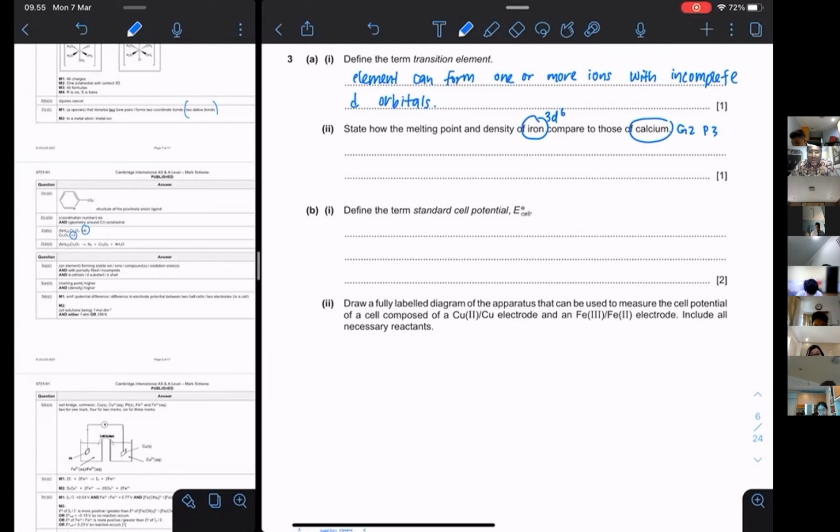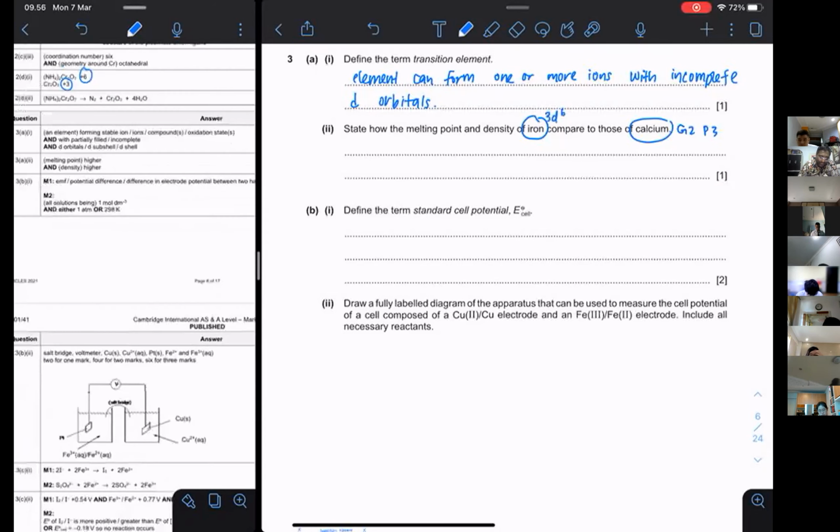So state how the melting point and the density compare to calcium. Of course, as you move across the periodic table, group 1, group 2, group 3, the metallic property is supposed to be increasing.